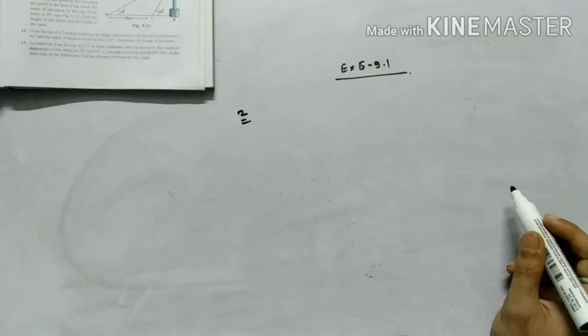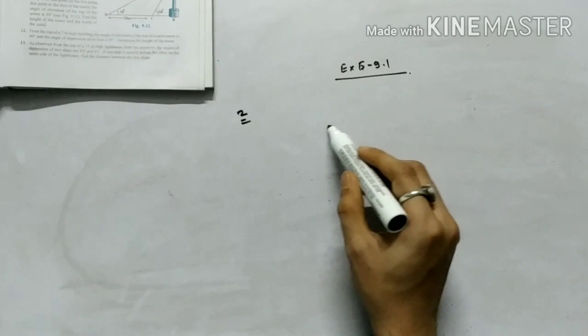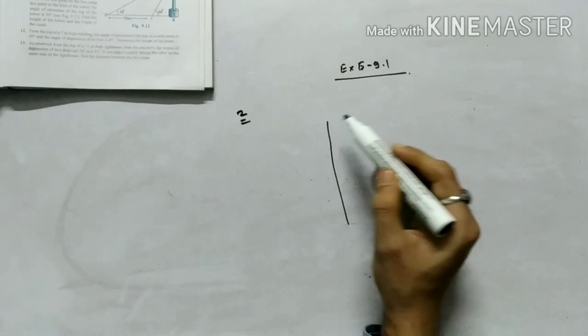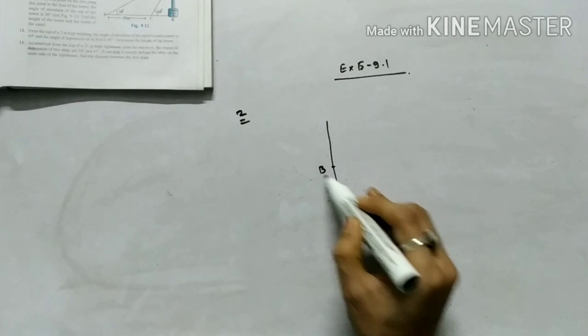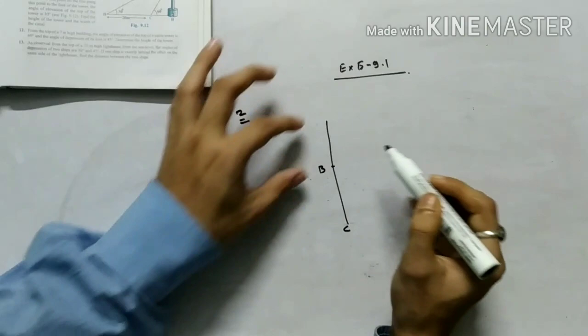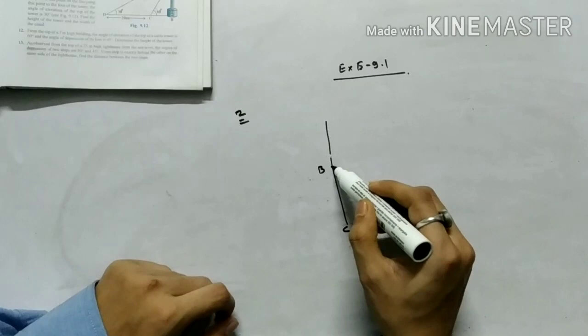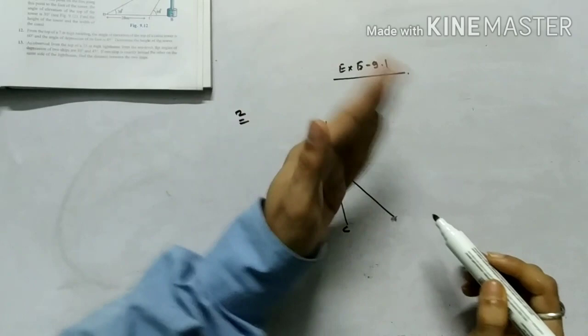So there was a tree. Okay, let me draw it. Let's say this is the tree. Understand? And due to storm, this tree broke. Let's say it broke at this point. Okay, let's say this is our B, C. So this part will fall to the ground. Let's say this part fell to the ground. It broke and it fell to the ground.